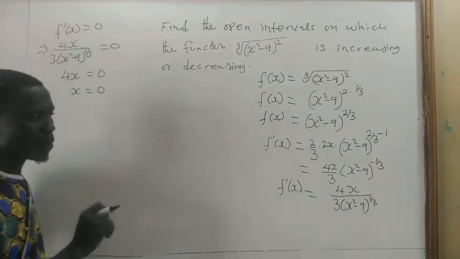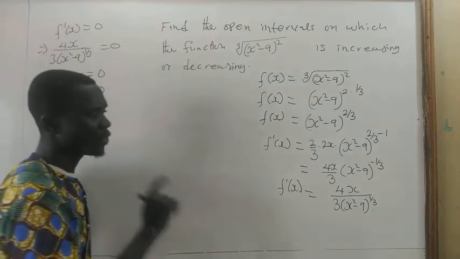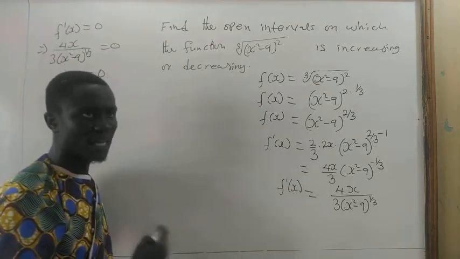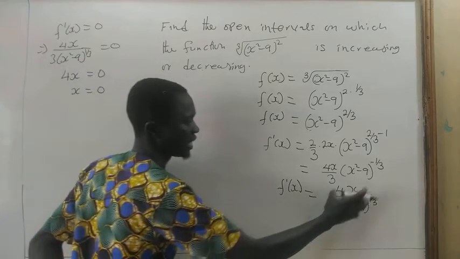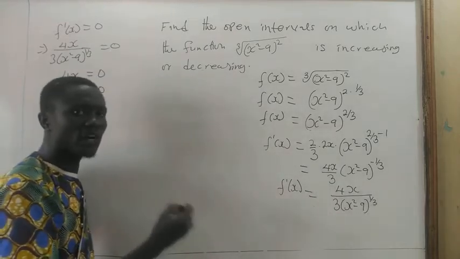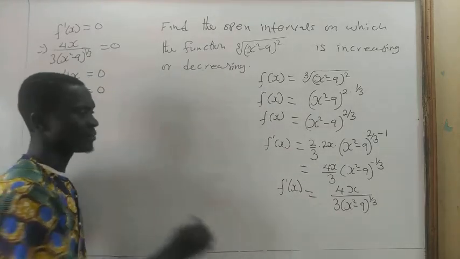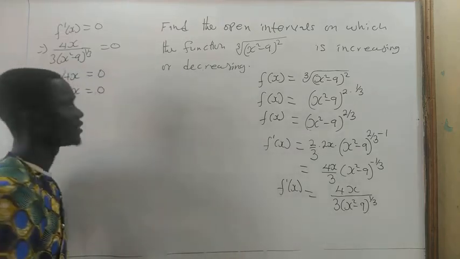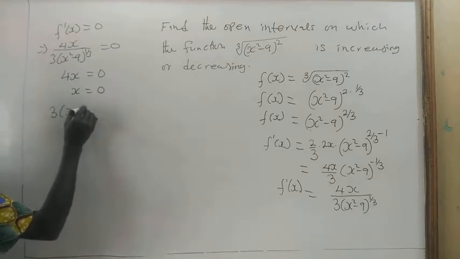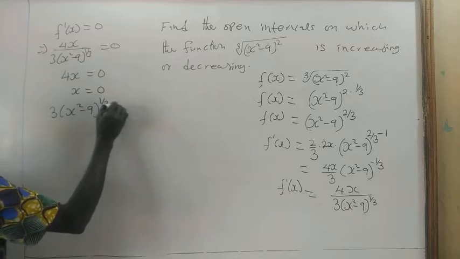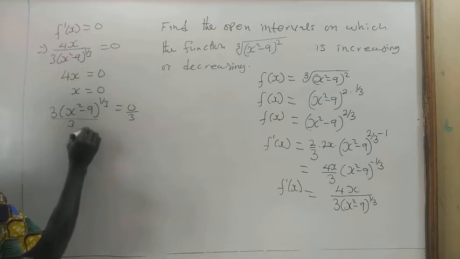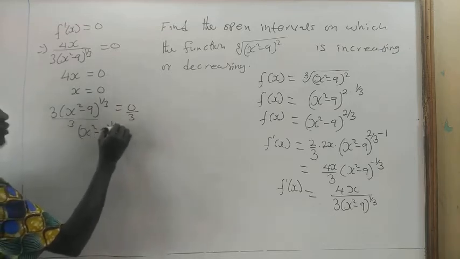And also, the value of x at which f prime of x is undefined is also a critical point. And how do we find that value? Since this is a rational function, if we equate the denominator to 0, then that x value will give us the value of x at which the first derivative will be undefined. So you take the denominator 3 times (x squared minus 9) to the power 1/3 to be equal to 0. We divide both sides by 3. We still have (x squared minus 9) to the power 1/3 equal to 0.